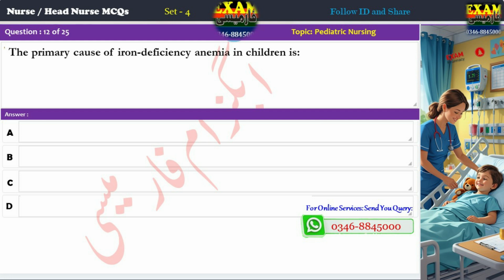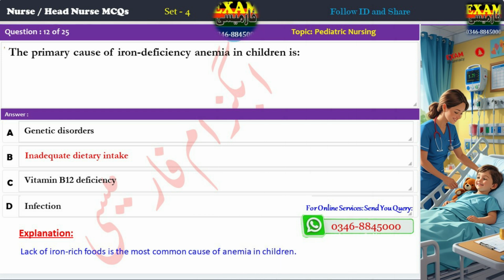Question 12. The primary cause of iron deficiency anemia in children is A. Genetic disorders. B. Inadequate dietary intake. C. Vitamin B12 deficiency. D. Infection. Correct answer: B. Inadequate dietary intake. Explanation: lack of iron-rich foods is the most common cause of anemia in children.